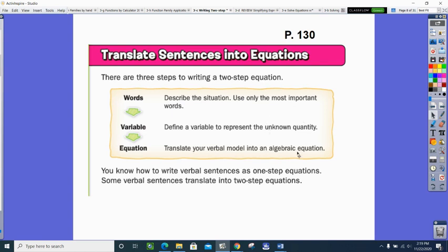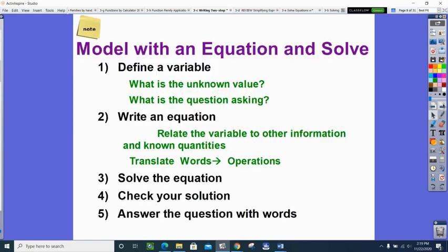So this is your book's sort of recipe, but let me show you an even more detailed one. This is the recipe when solving a real-world problem that I give to my algebra students. So the first thing I tell them to do is: what is missing? What is the question asking? You're going to pick a variable to represent that, and that's called defining a variable. Again, in the robotics one, P was the number of payments, and you're going to write that down. You're then going to write an equation that uses that variable and all the relevant information. You're going to relate the variables to the other information. You're going to translate the words to operations like we've been practicing.